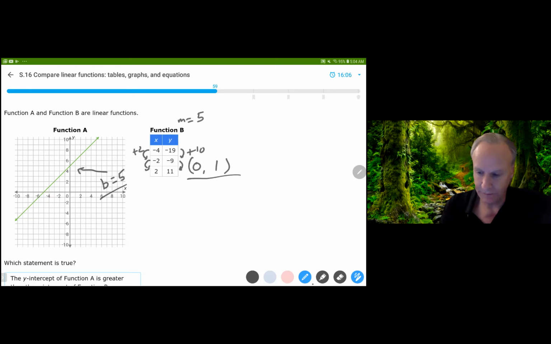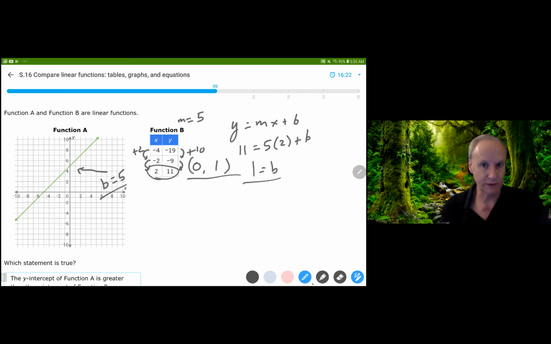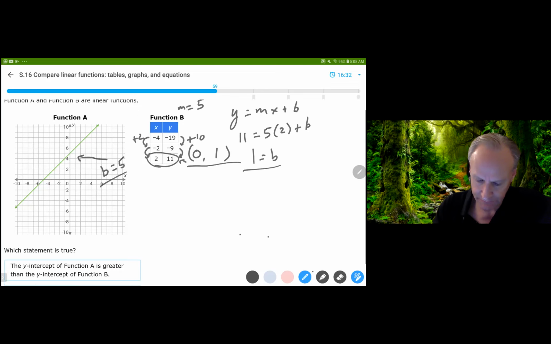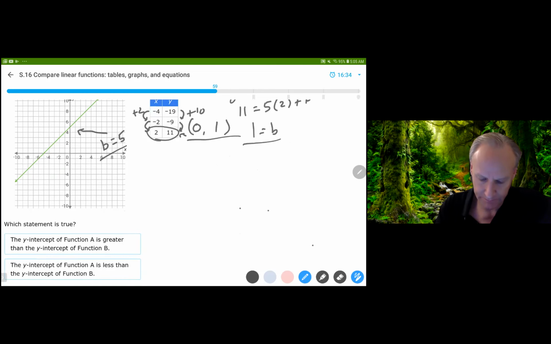And I'm going to substitute into y equals mx plus b, and I'm going to find the b value. I'm going to use the point (2, 11). 11 is equal to 5 times 2 plus b. And we subtract the 10 from both sides and get b equal to 1. Either way, it doesn't really matter which one you use. I kind of liked this shortcut, just happened to see that it's right in the middle of those two. So anyway, we're comparing the y-intercepts, and function A is greater.